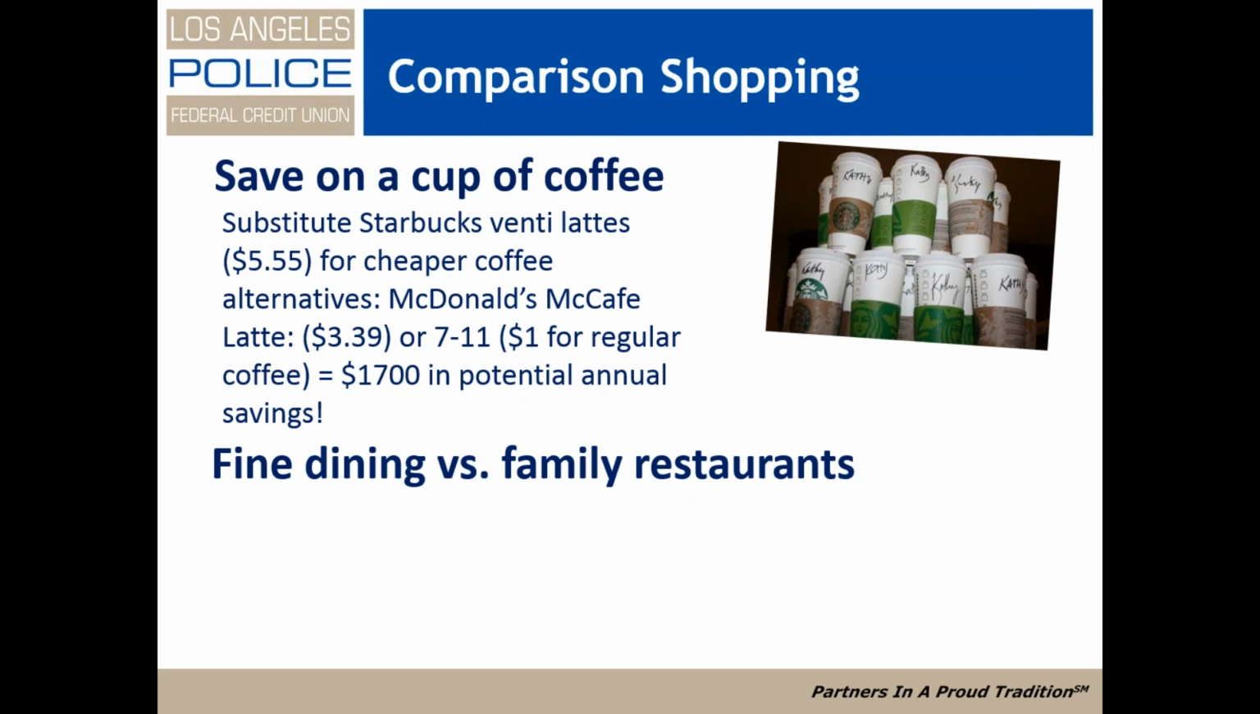So take this example. I shared that I spend $5.85 on a latte every day. I did the math. That is over $2,000 on coffee a year. Okay. To save money, I found other alternatives. I could go to McCafe Latte at McDonald's for around $3.39. It's still pretty expensive, but it's cheaper than me spending the $5.85 that I was. I can also opt for a cup of coffee at 7-Eleven, which is just a dollar. Basically, what I'm trying to say is the potential savings for the year, when I did the math, was over $1,700 that I could be saving just by going with an alternative option that was cheaper.